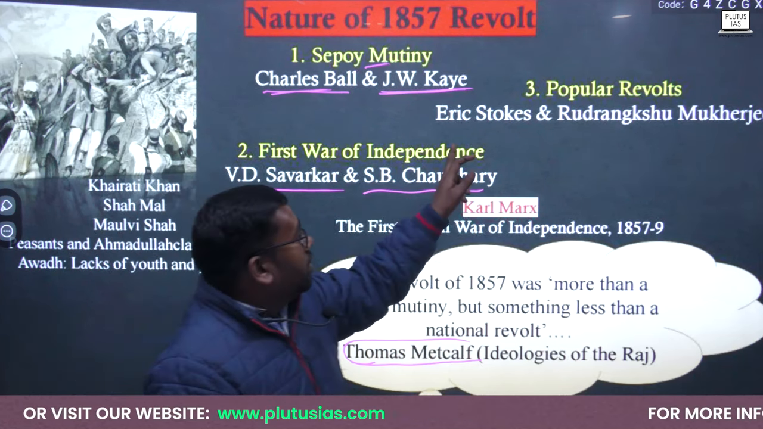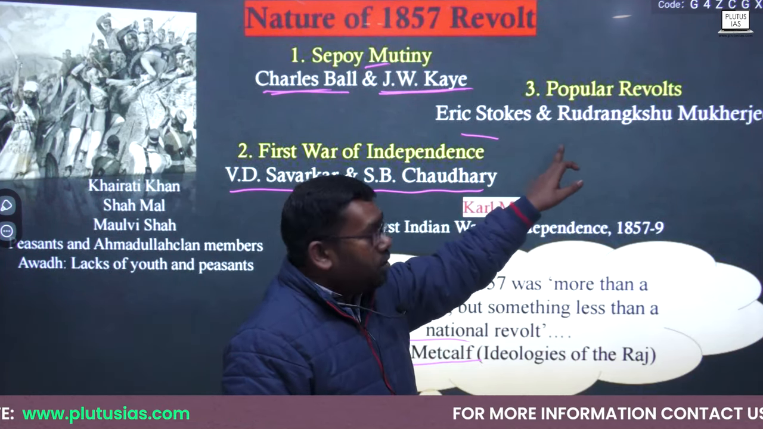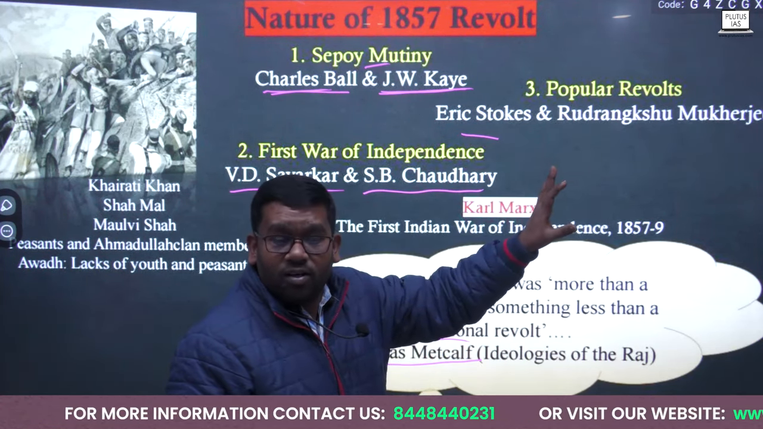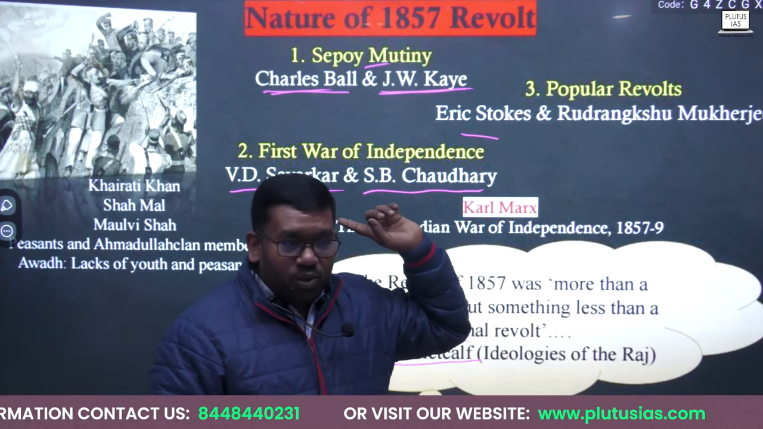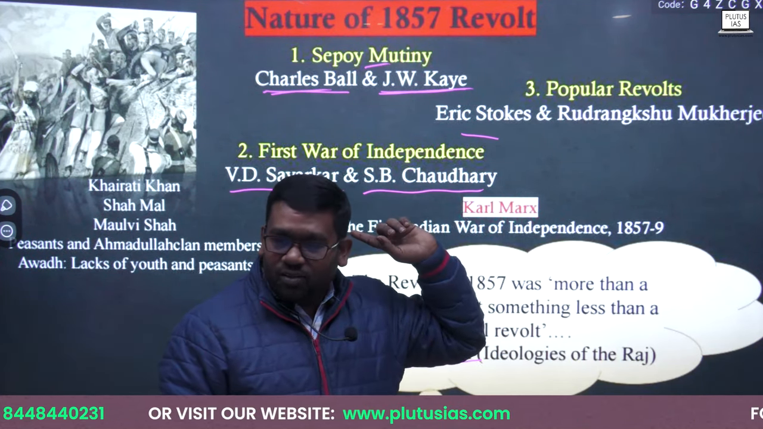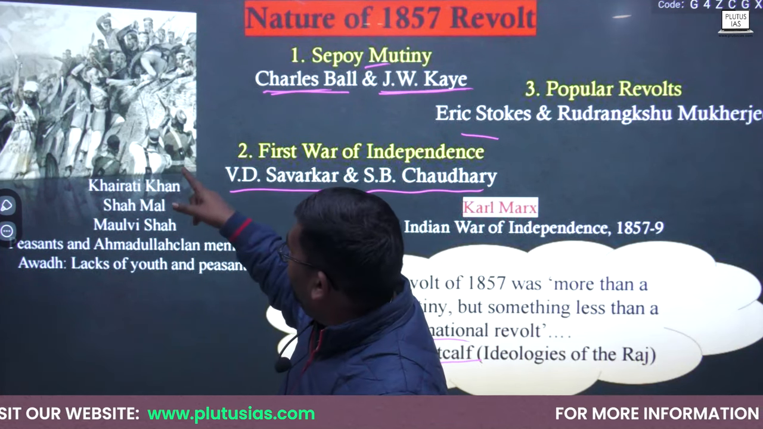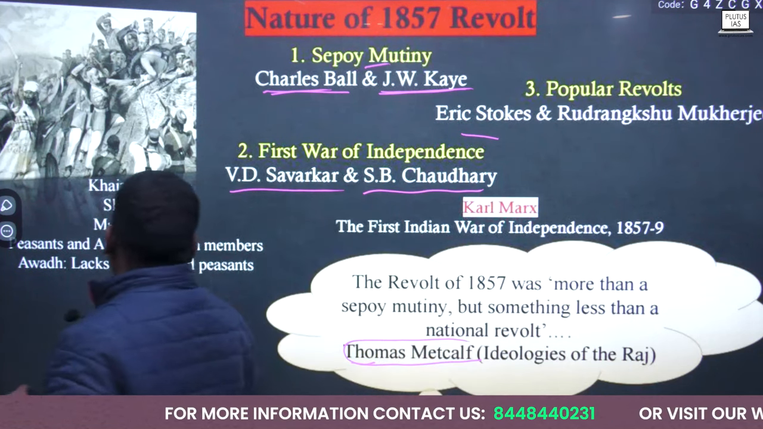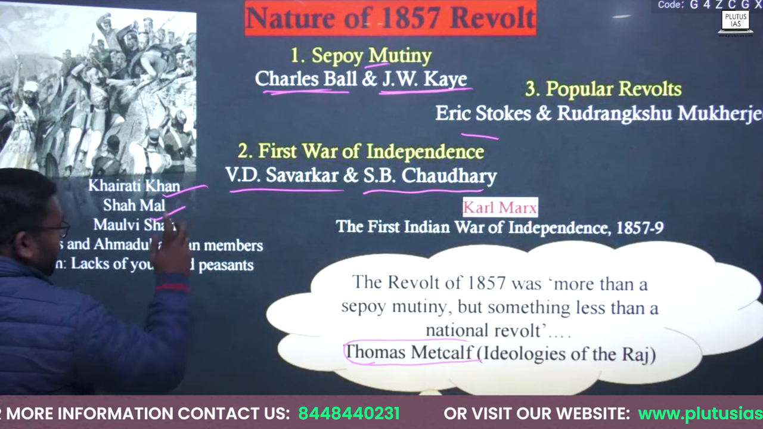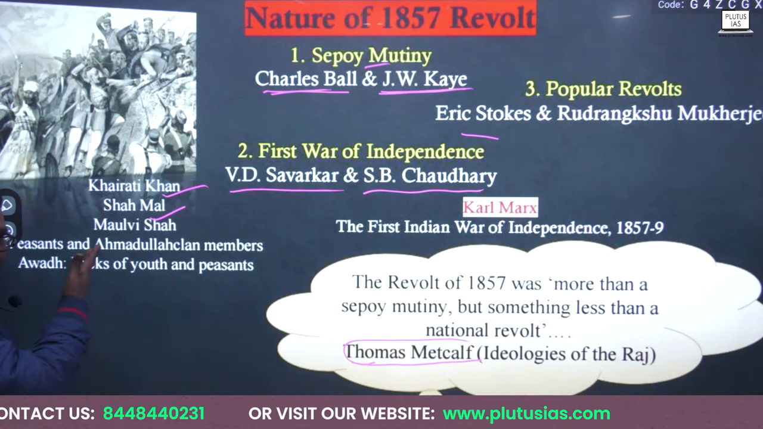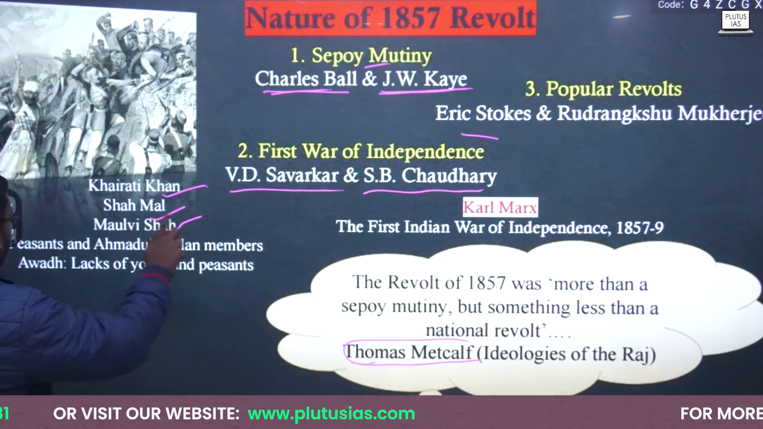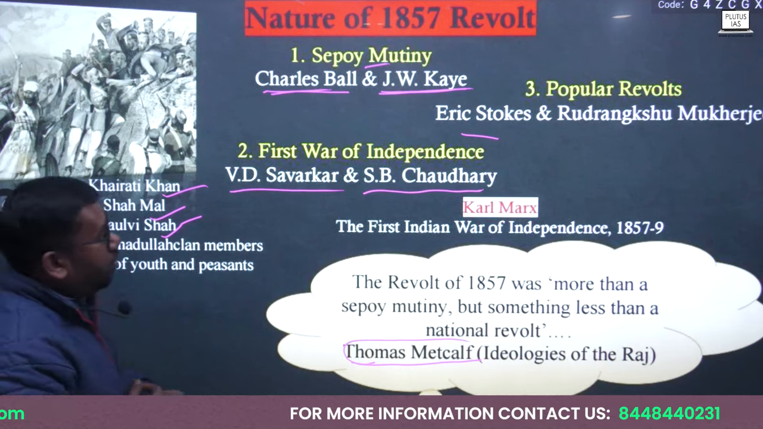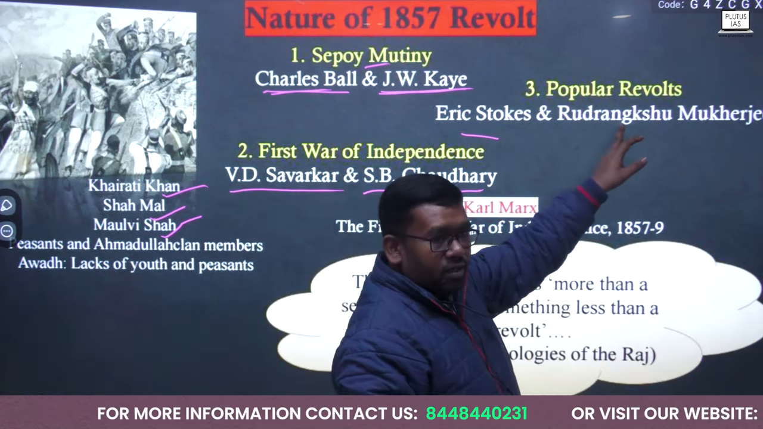But there are historians called Eric Stokes and Rudrangshu Mukherjee. They say this is a popular revolt. We have seen in Awadh how 2 lakh peasants had participated and the Taluqdars had betrayed. This is an image from Awadh. The local people are participating. Peasants are participating. Then we have leaders like Maulvi and the peasants of Awadh. So we have seen that a lot of people participated. So this was a popular revolt.